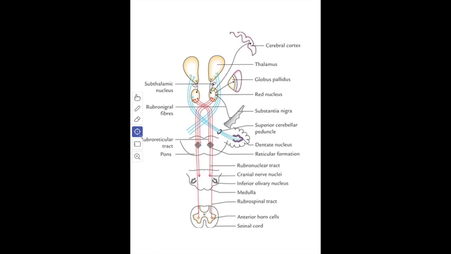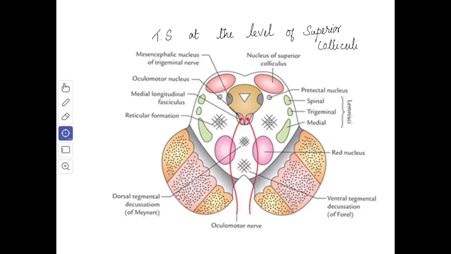The red nucleus is considered as an integrating and relay center on the following pathways: the cortico-rubrospinal pathway, the cortico-rubronuclear pathway and the cerebello-rubrospinal pathway.